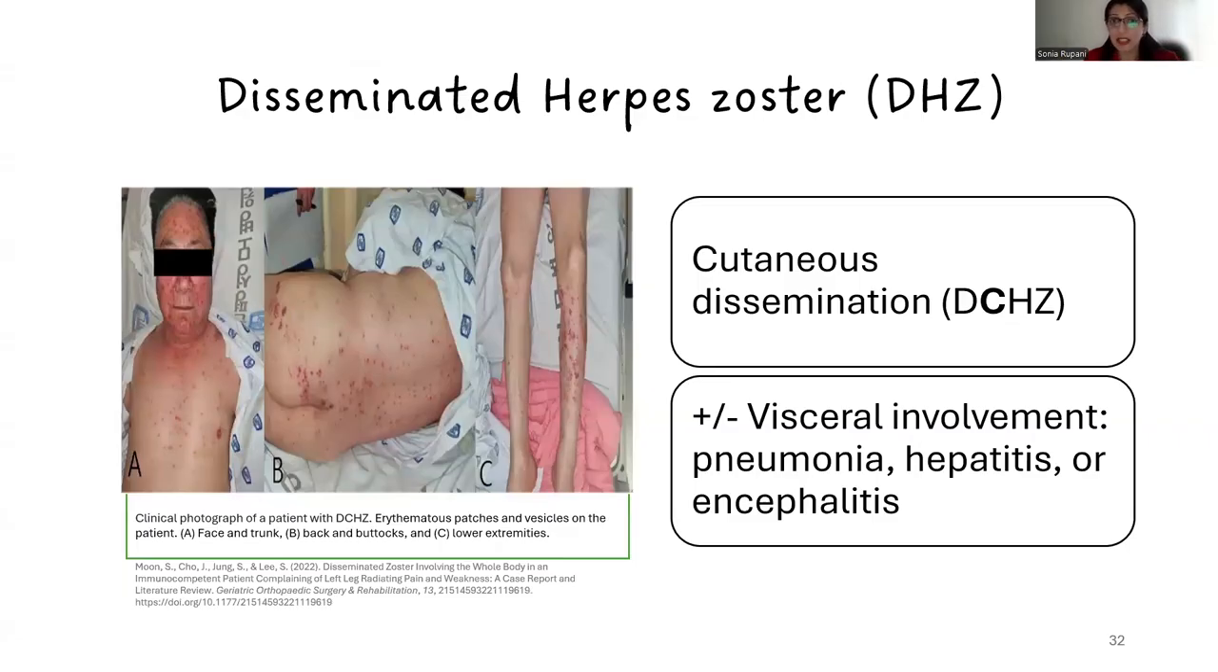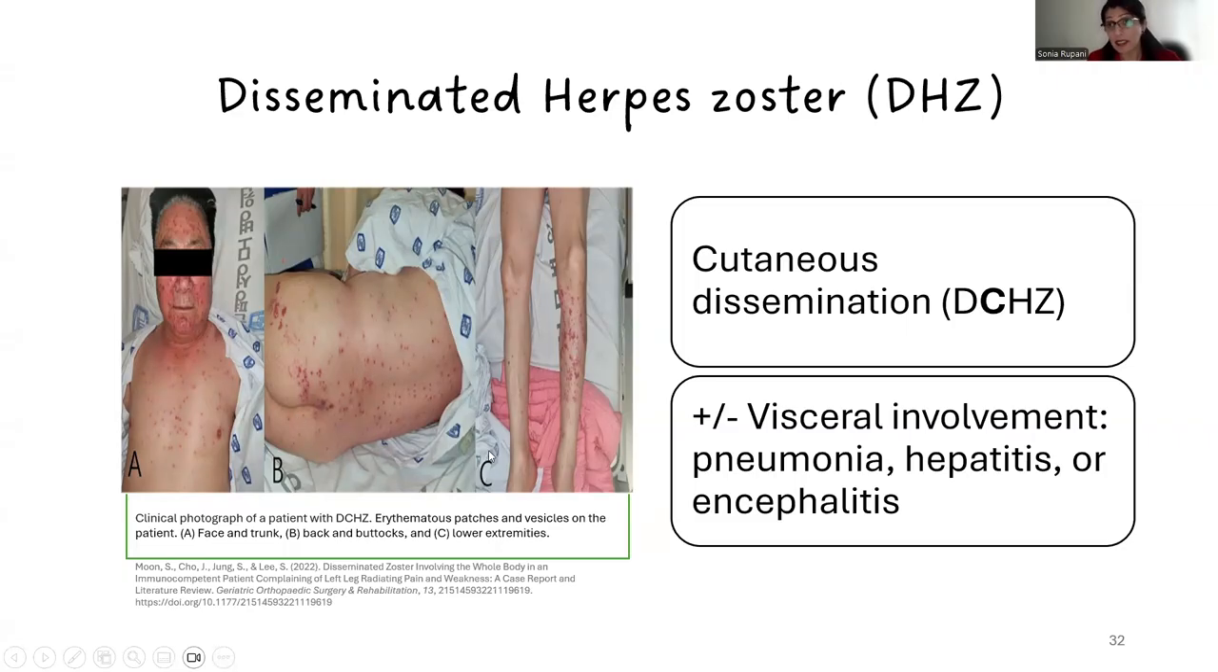Disseminated herpes zoster, this is where there are cutaneous lesions. So now the patient has their lesions. They may have a dermatomal distribution, but then the lesions are all over the body. So if you see over here, this patient has vesicular lesions of the forehead, the face, the neck, the trunk, back, the buttock, the lower extremity. So it's all over, right?